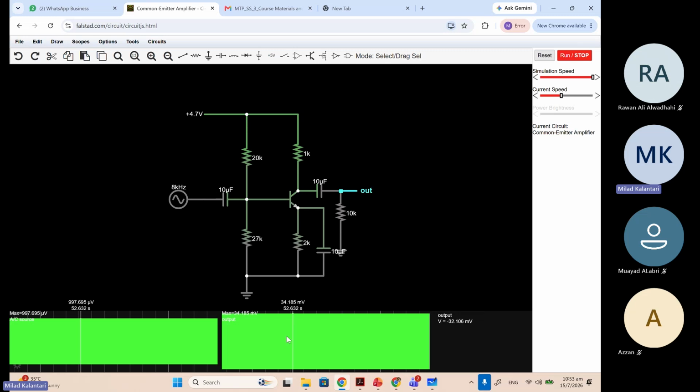So now this is already settled, right? But since the frequency is too high, you cannot see the sinusoidal shape, but at least you can see the amplitudes. So the input amplitude is like 1 millivolt, and the output amplitude is almost 34 millivolt. So the gain is a little bit less than 40. We calculated 40, so it's a little bit less, but it's close, right?